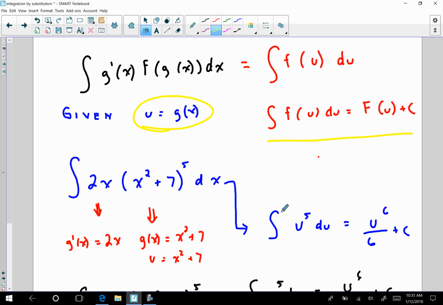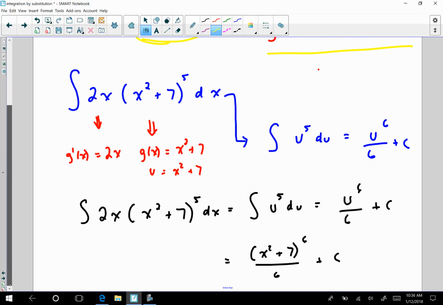I'm going to let u equal x squared plus 7. And that's just going to be the antiderivative of f of u, u to the 5th. And what is the antiderivative of u to the 5th? U to the 6th over 6 plus a constant. So therefore, the antiderivative of 2x times quantity x squared plus 7 to the 5th dx is equal to the antiderivative of u to the 5th du, which is equal to u to the 6th over 6 plus constant, adding 1 to the 5. But I have to remember to back substitute this u in there. And what was u? U was x squared plus 7.